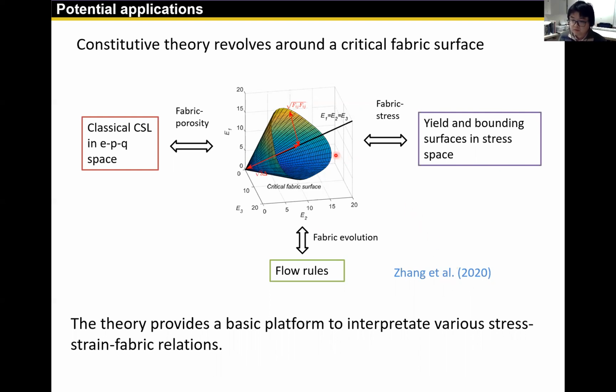By the fabric-porosity relation, the critical fabric surface can be projected to the classical critical state lines. By the fabric-stress relation, we can get the yield stress and bonding surface in the stress space. By the fabric evolution law, we obtain the flow rules. So whether the soil fabric tensor reaches the critical fabric surface is the only criterion to determine if soil has reached the critical state. This theory provides a basic platform to interpret the various stress-strain-fabric relations.